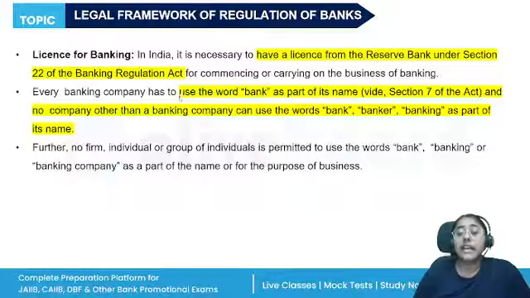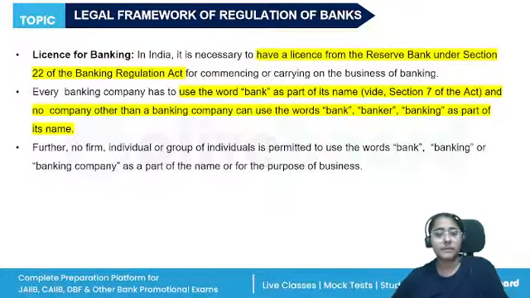Every banking company has to use the word bank as a part of its name, and no other company than a banking company can use the word bank, banker, banking as a part of its name. All right. Except, obviously, there are the exceptions of the subsidiaries of banks, association of banks, even the primary credit societies or a cooperative society. All right, they are exempted from this restriction.